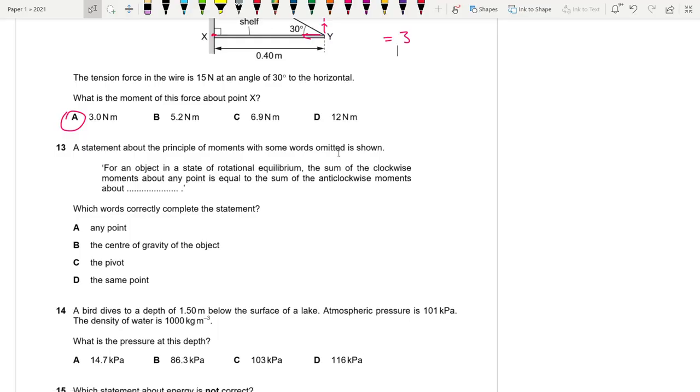A statement about the principle of moments with some words omitted is shown. For an object in a state of rotational equilibrium, the sum of clockwise moments about any point is equal to the sum of anticlockwise moments about the same point. Okay, really important. We're talking about the same pivot, the same point.